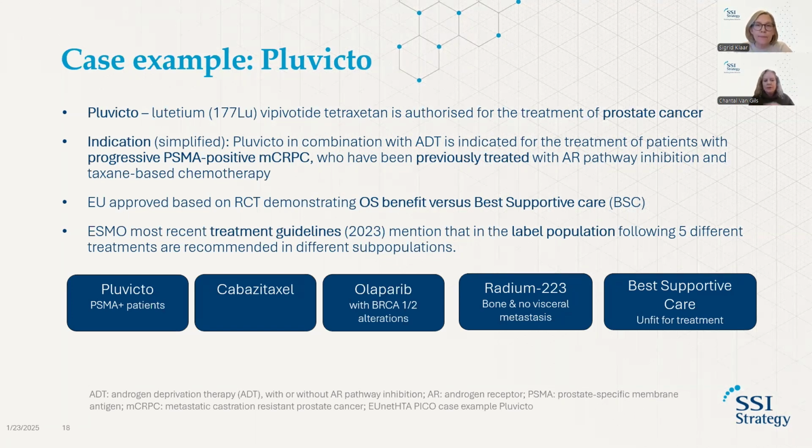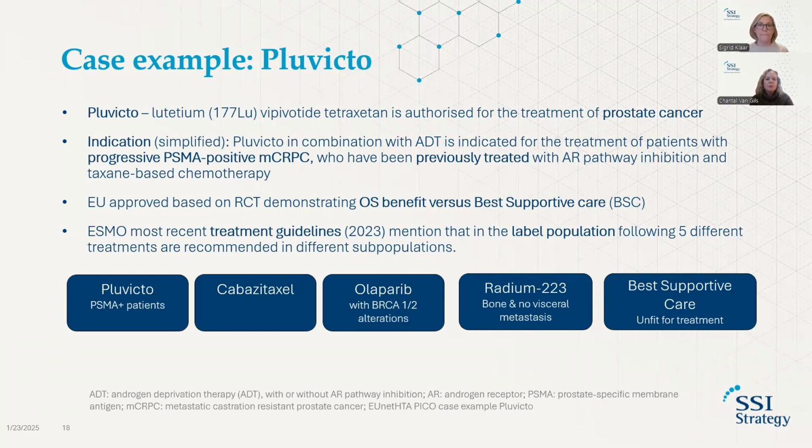So Pluvicto, and I don't want to get into the weeds, but a certain level is helpful in order to understand how it works. So Pluvicto is a treatment that is authorized for the treatment of prostate cancer. And in simplified words, the indication is in patients with progressive PSMA, a biomarker, positive metastatic castration-resistant prostate cancer. They've been previously treated with several treatments, including at least one chemotherapy and some other inhibitors. So heavily pretreated patients.